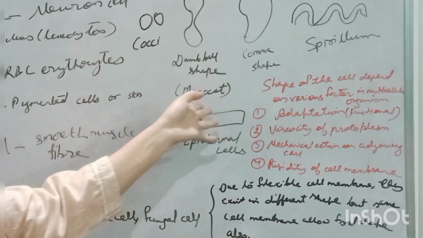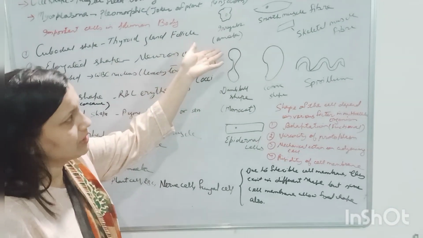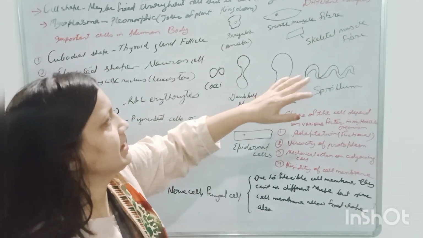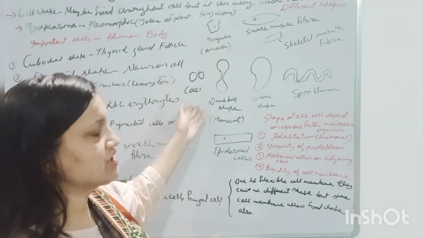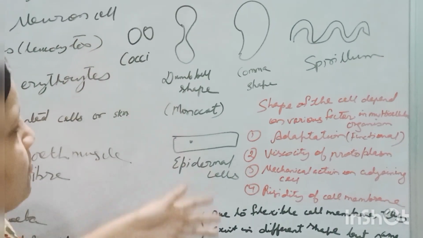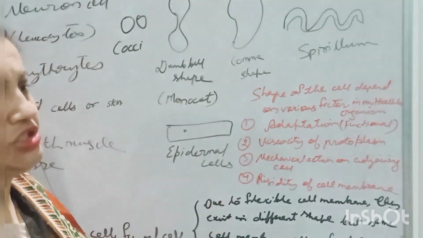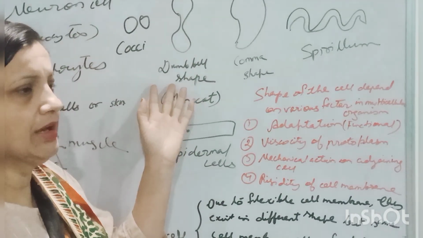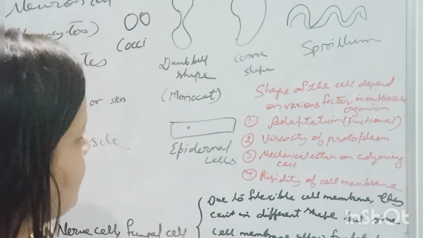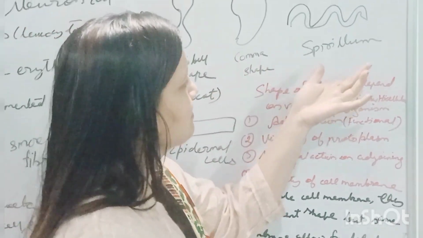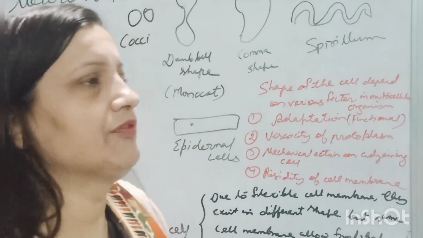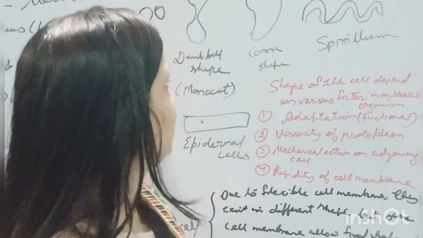So we see the different shapes of the cell here. It can become an irregular shape, or another is smooth muscle fiber, skeletal muscle fiber. We see its shape is like this. Cocci, we know in bacteria, this may be diplococcus or cocci. They are of this shape. In monocot, we see dumbbell shape, that is the stomata, the guard cell shape is dumbbell, and in dicot, you see it as a kidney or bean shape. This is comma shape in bacteria, spirillum shape. So there are different types of shape in different cells. Cells have different shapes in different organisms.